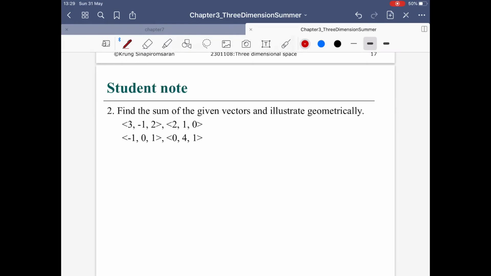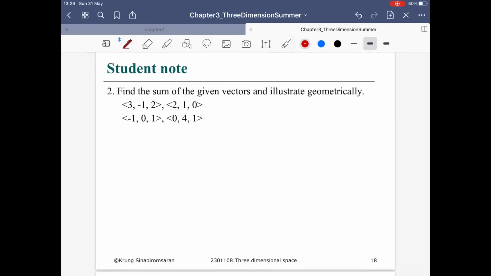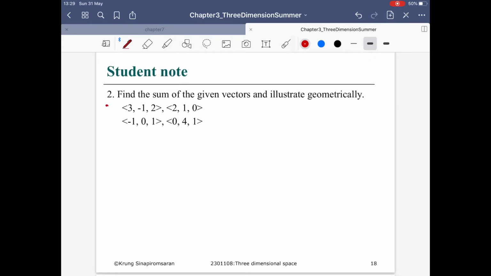So what if you need to find the sum of these vectors? This is problem 2.1, let's say. The sum of 3, negative 1, 2 added to 2, 1, 0 is simply 3 and 2, negative 1 and 1, and then 2 and 0 added, each of the components. So you get 5, you get 0, you get 2.